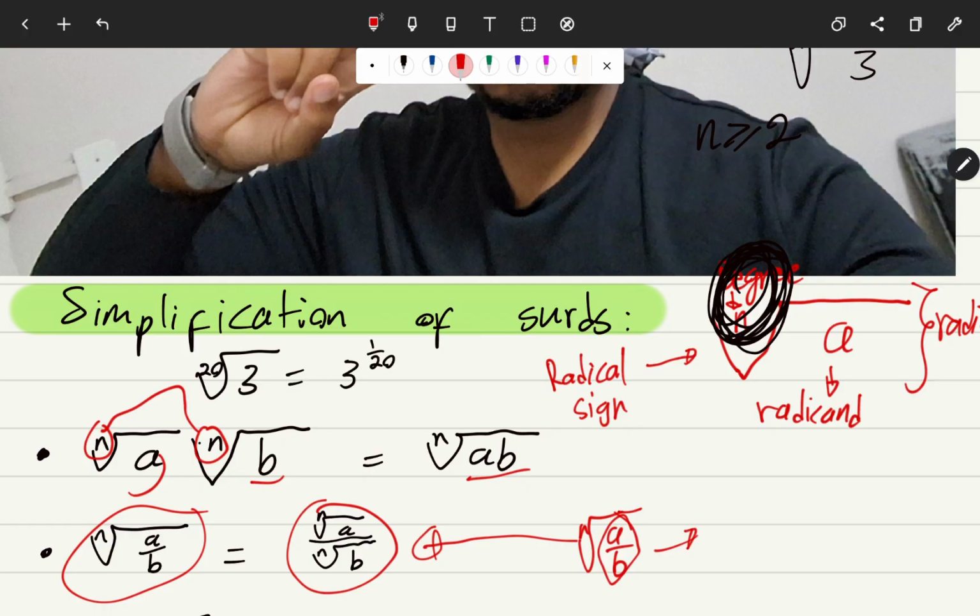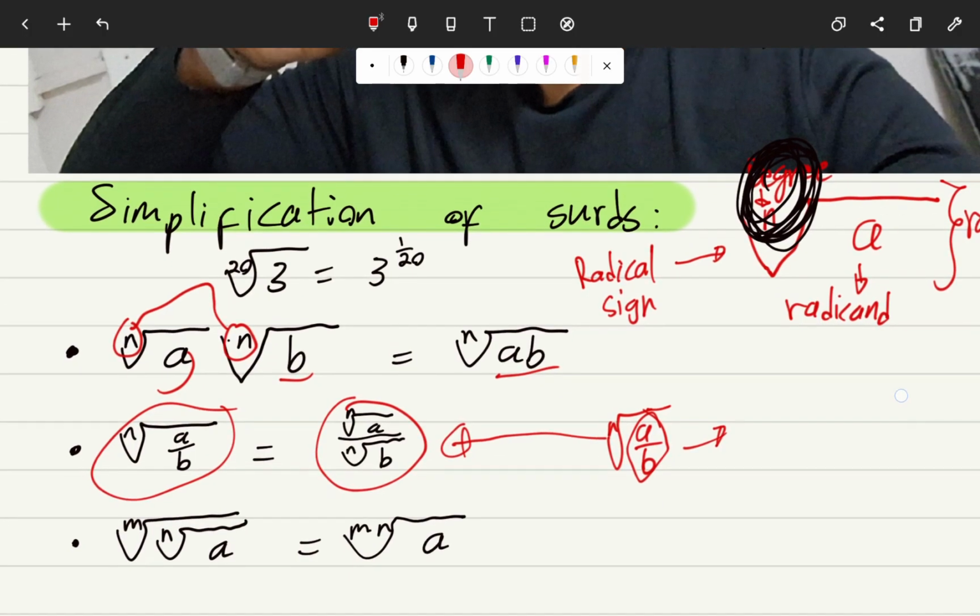So I don't know how to further explain these rules, but just for me to say, learn the rules, and we will work with few examples and learn how to solve them or how to use these rules.